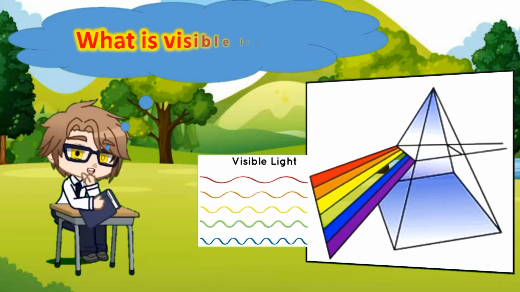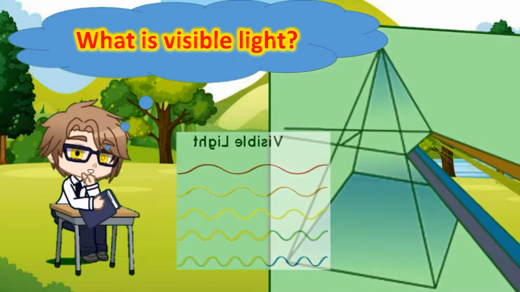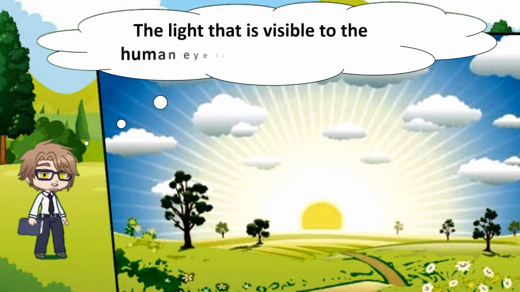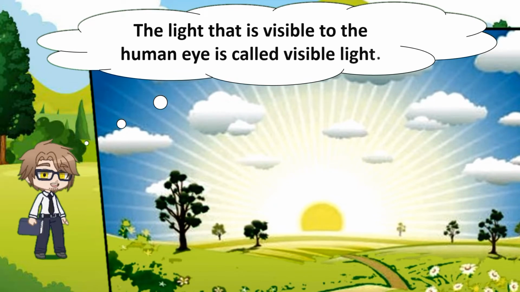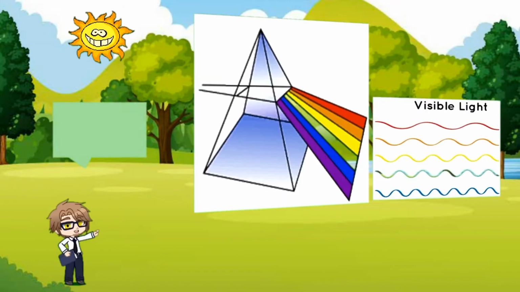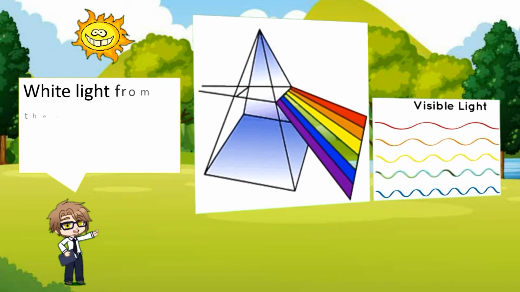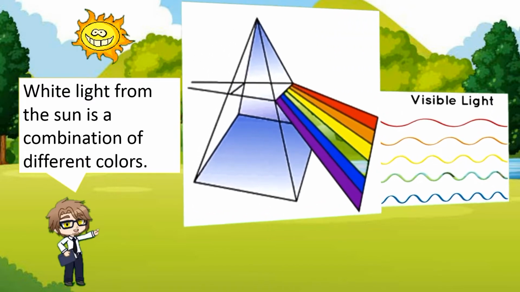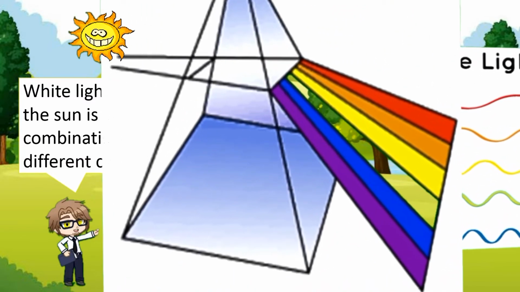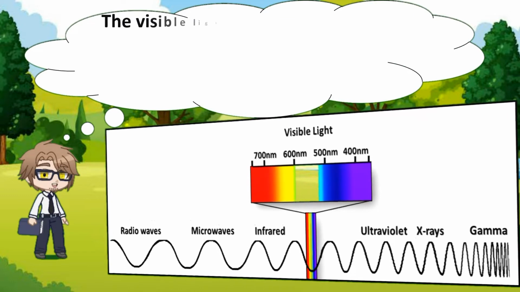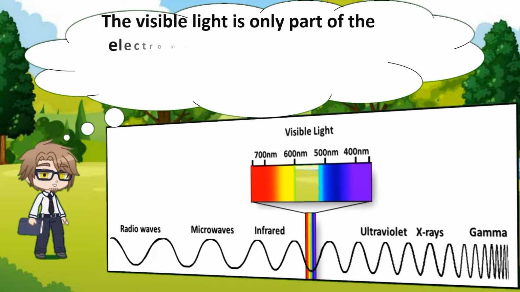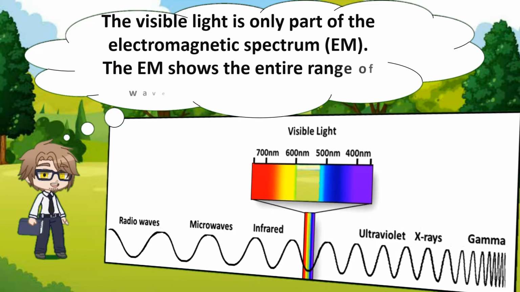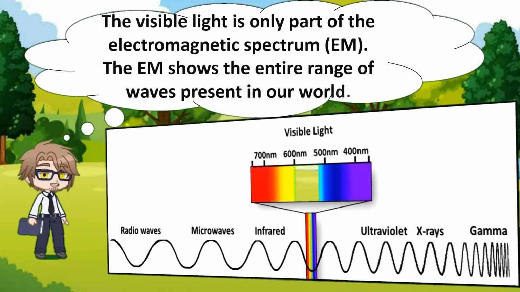What is visible light? The light that is visible to the human eye is called visible light. White light from the sun is a combination of different colors. The visible light is only part of the electromagnetic spectrum, or EM. The EM spectrum shows the entire range of waves present in our world.